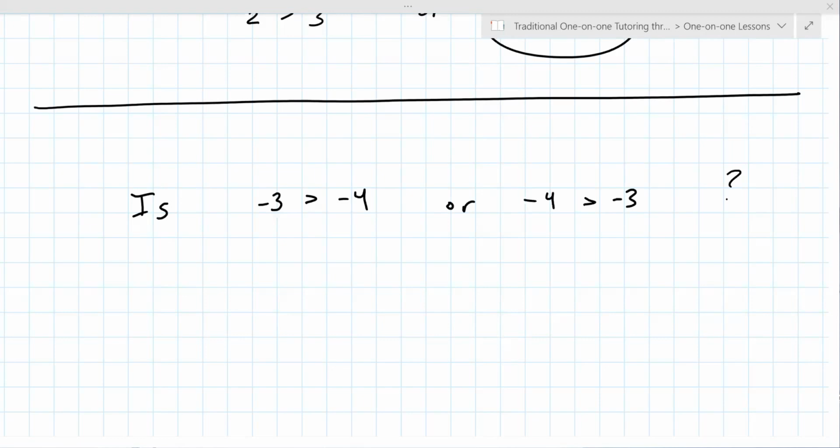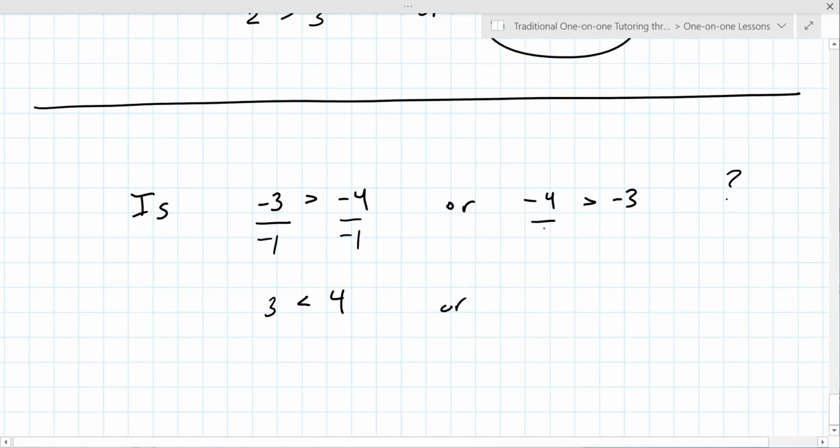I will just say it's the first one. All right, so here's what I'm going to do. I'm going to divide both by -1. So what does that do to the inequality when you divide by a negative? It switched it to 4, -4. Right. And then I'm going to do the same thing over here.